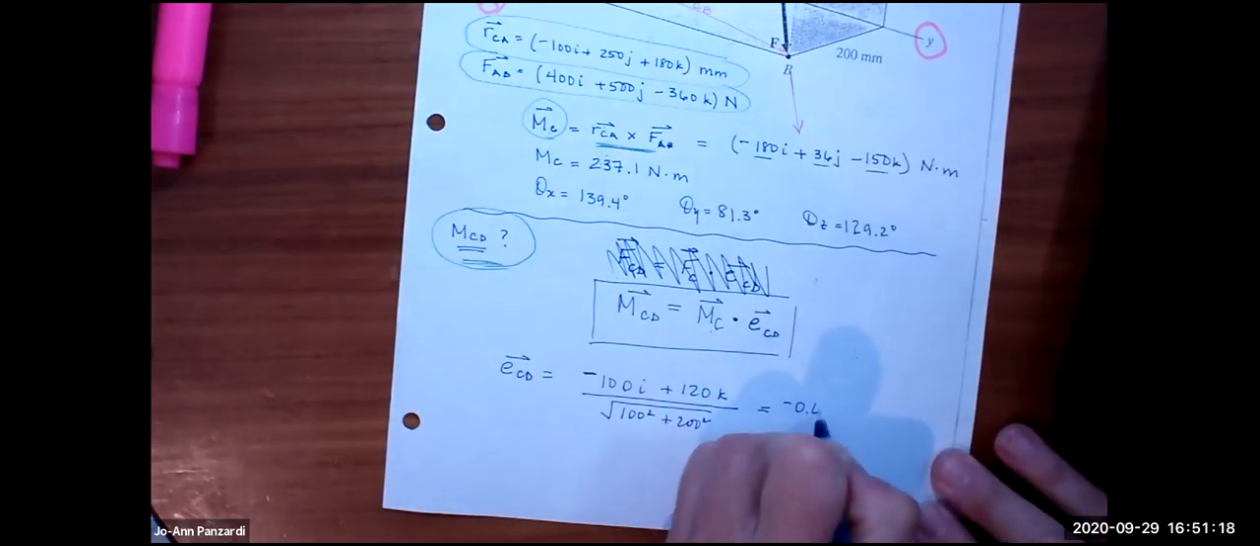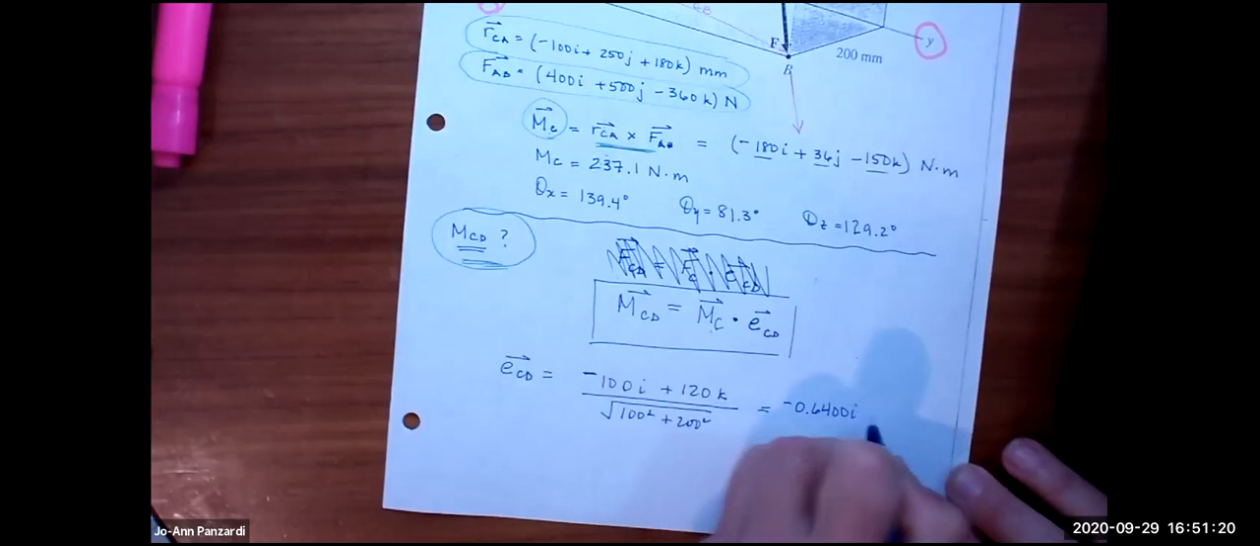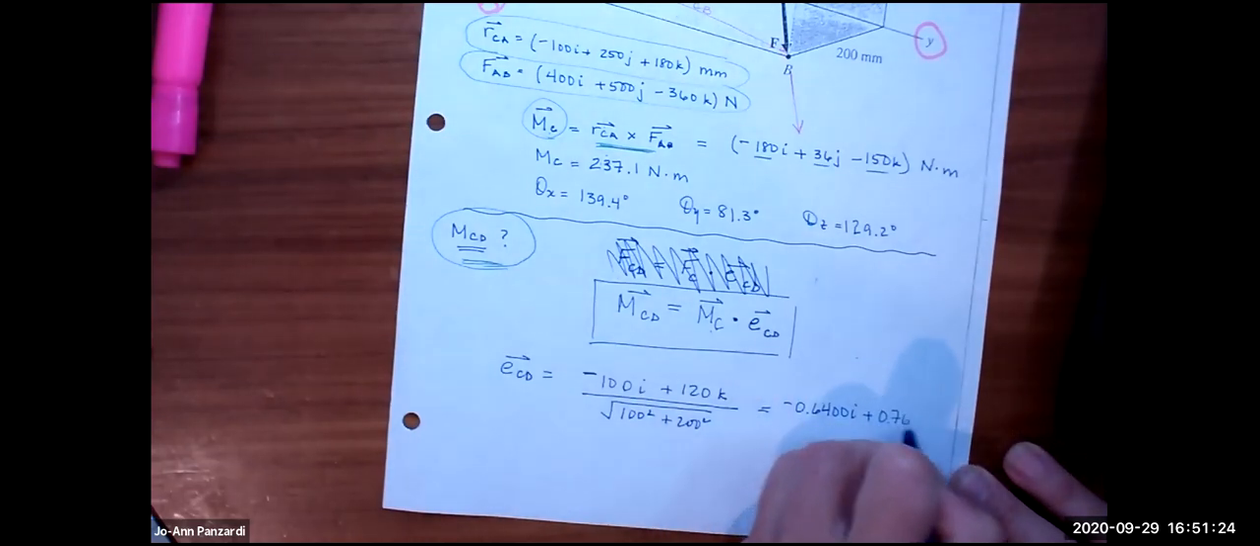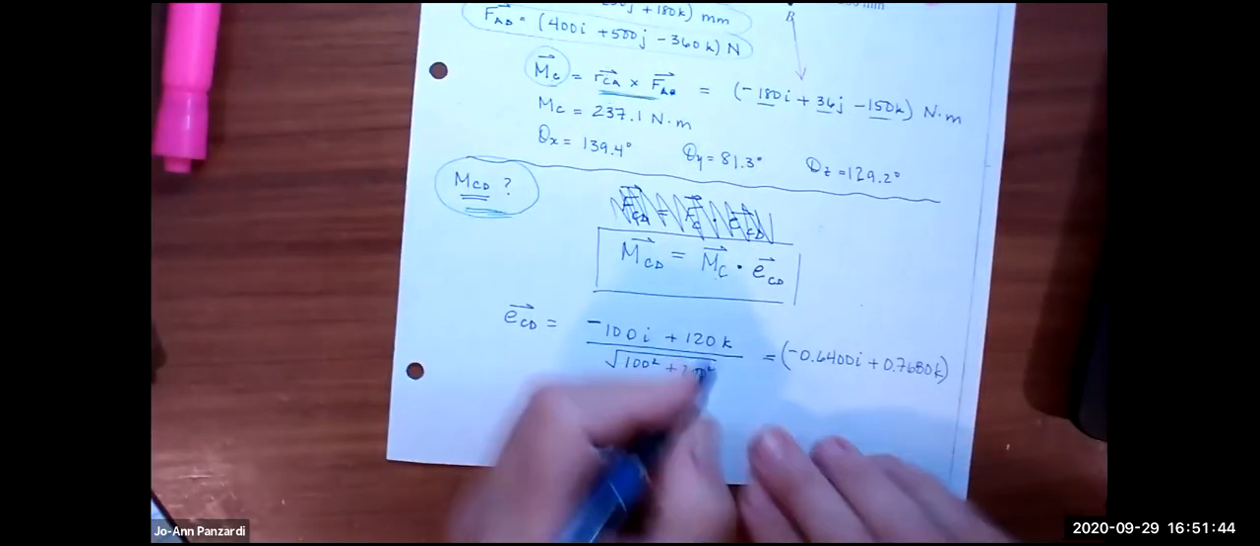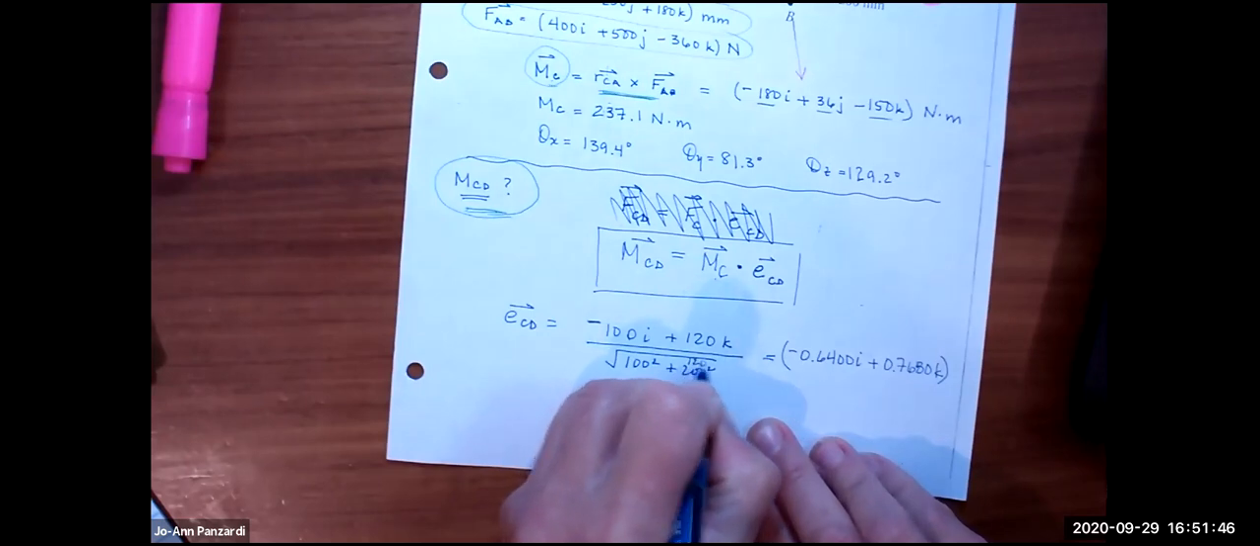Negative 0.6400 i plus 0.7680 k. Are there any units, Colin? No, because it's a unit vector. Hey, Joanne. Yes, Jack. When you divide it by the, where did the 200 come from? Oh, I'm sorry. That'd be 120. Yeah. Thank you.